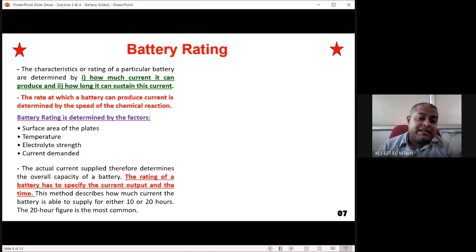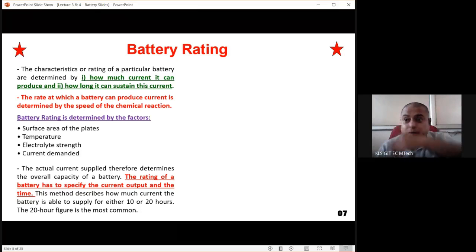So the actual current supplied therefore determines the overall capacity of the battery. This is another important thing. How to determine the capacity of a battery? How much current we are demanding from the battery determines the overall capacity of the battery. So the rating of the battery has to specify the current output and the time.